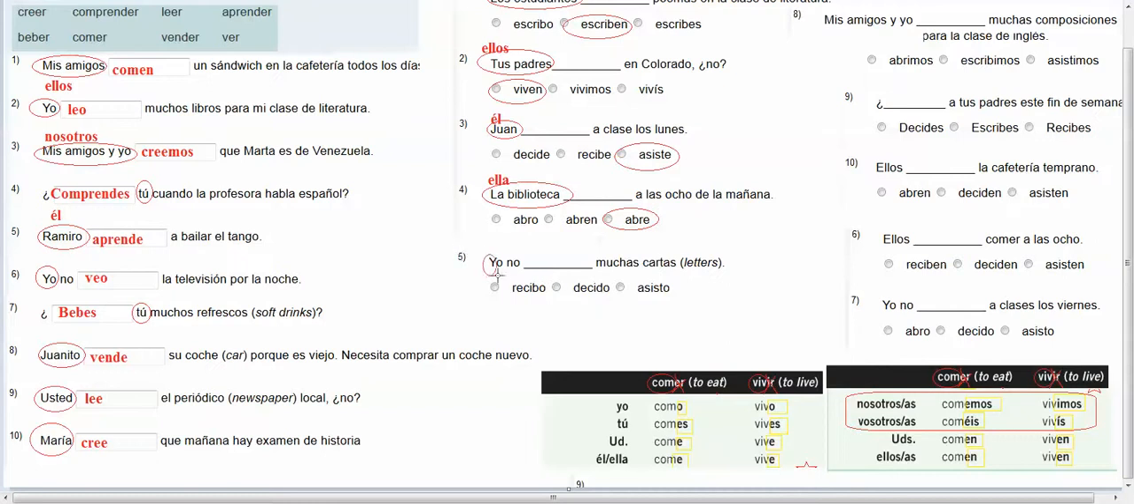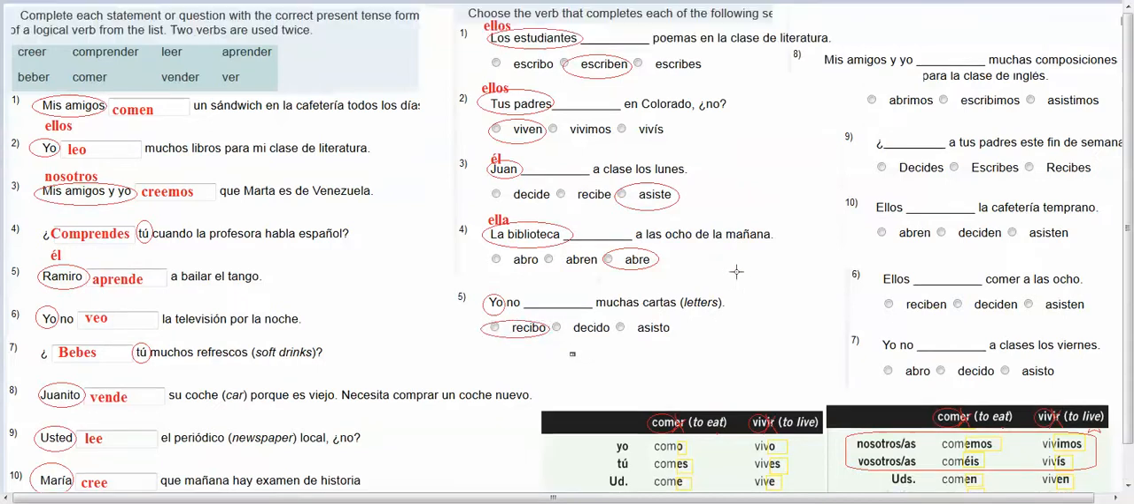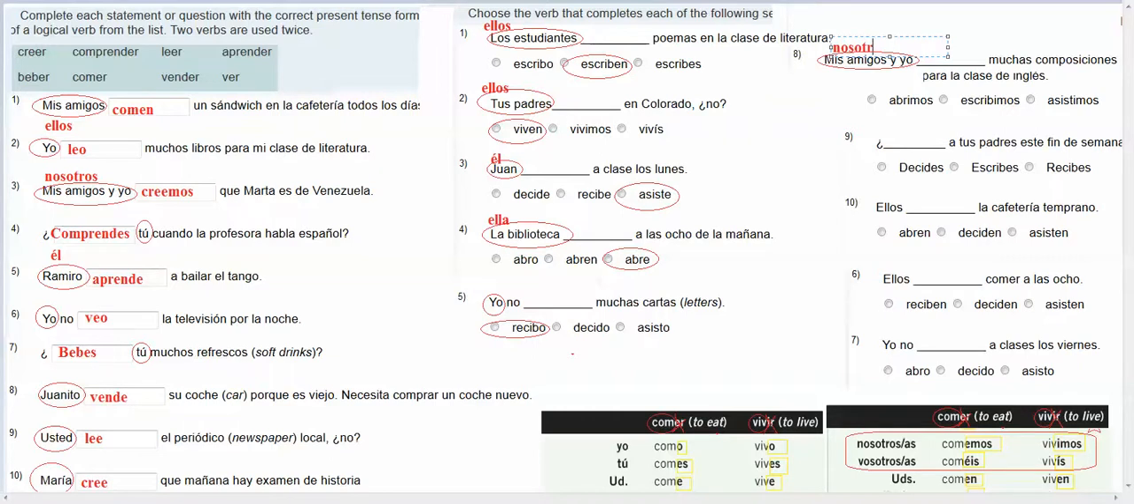Okay. Here my subject is yo. Yo no blank muchas cartas. I don't receive a lot of letters, so that would be recibo, because all of them are conjugated correctly. Mis amigos y yo blank muchas composiciones para la clase de inglés. And mis amigos y yo is the same thing as nosotros. And that's why everything is in the IMOS form.